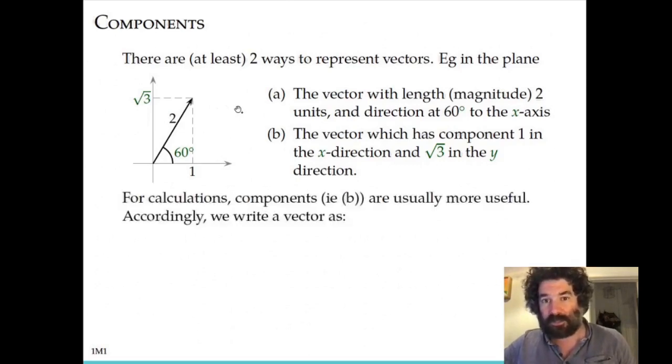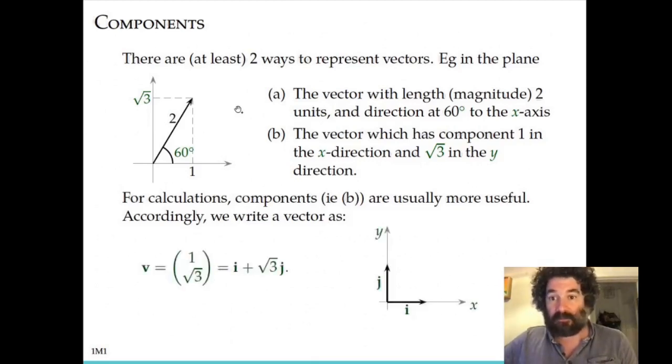For most calculations, the second method, giving the x and y components of the head of the vector when the base is at the origin, is the most convenient. And because of this, we write the vector this way, in terms of the components. So this vector v has components 1 and square root of 3. And we normally will write vectors in this column format here. So the column has the x coordinate on top and then the y coordinate below.